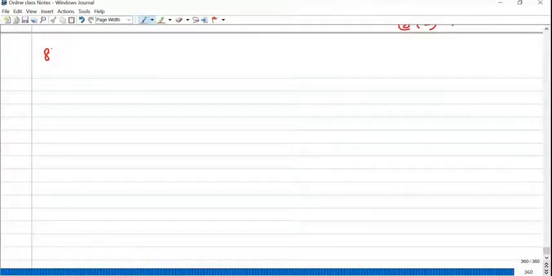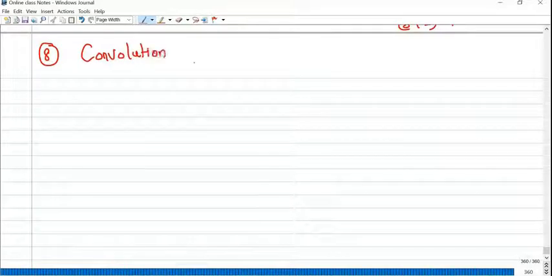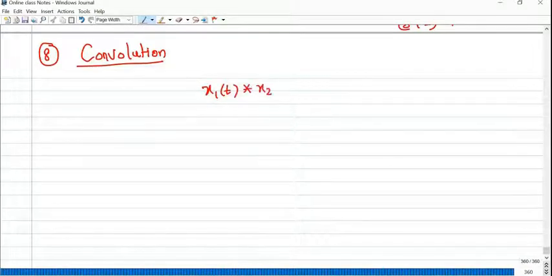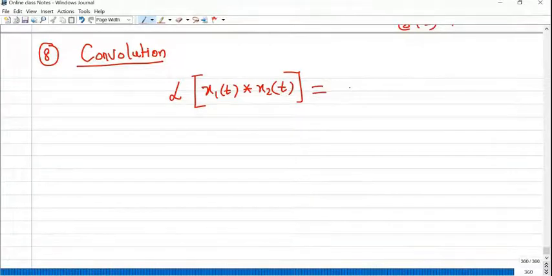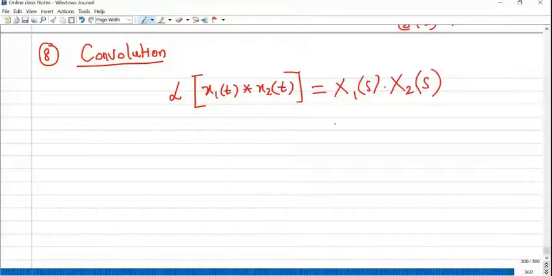Eighth property, convolution property. In the Fourier transform also we studied the convolution property. What is the convolution property? x1 of t convolution with x2 of t convolution with x3 of t and so on, we find the Laplace transform. Convolution in time domain, the result is equal to multiplication of their individual transforms. Convolution in time domain results in multiplication in frequency domain. So this property is called the convolution property of Laplace transform.